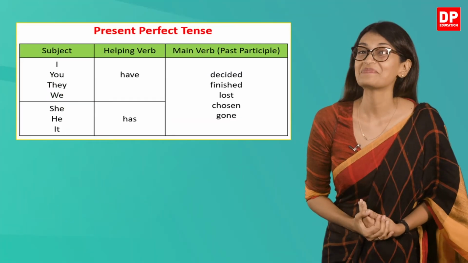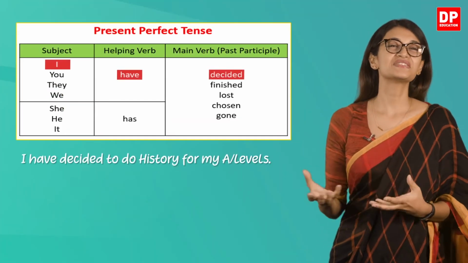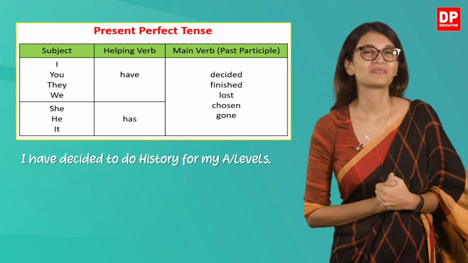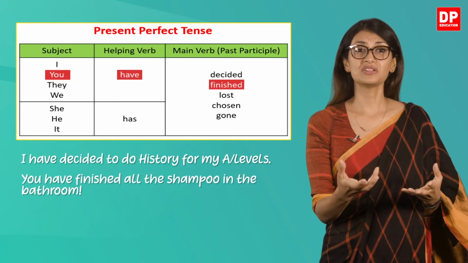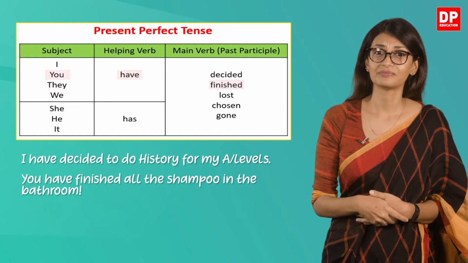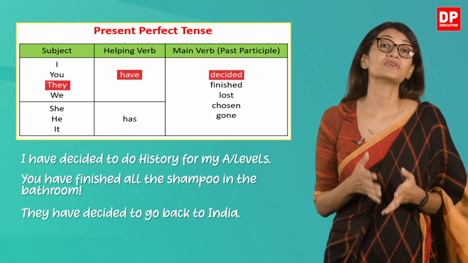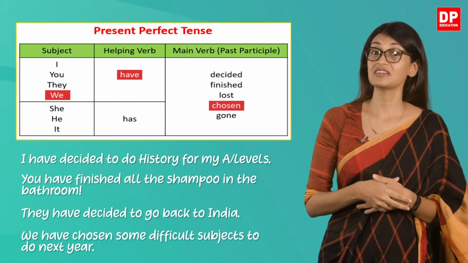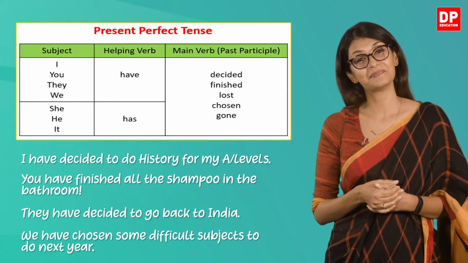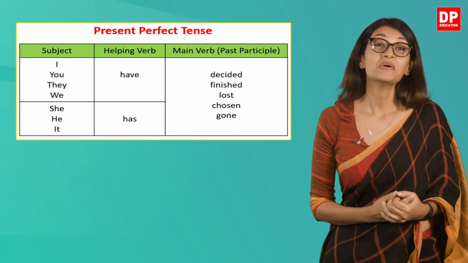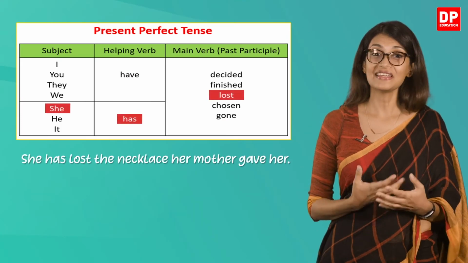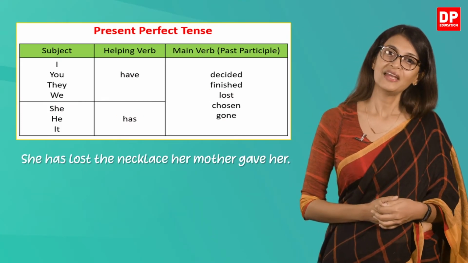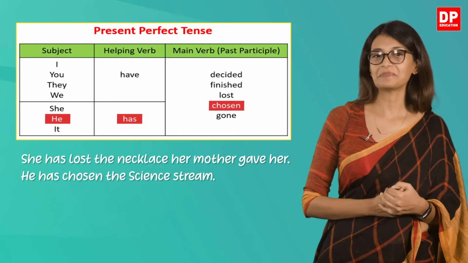We can say, I have decided to do history for my A-levels. You have finished all the shampoo in the bathroom. They have decided to go back to India. We have chosen some difficult subjects to do next year. Similarly, we can say she has lost the necklace her mother gave her. He has chosen the science stream.